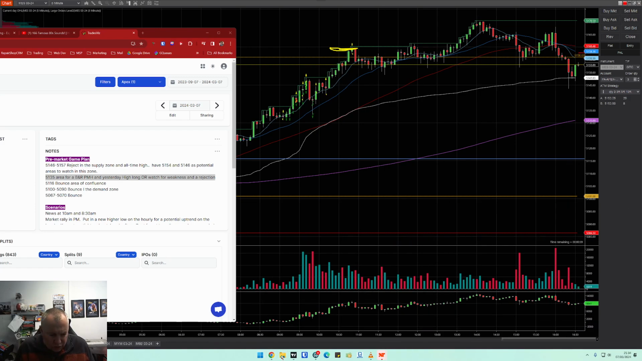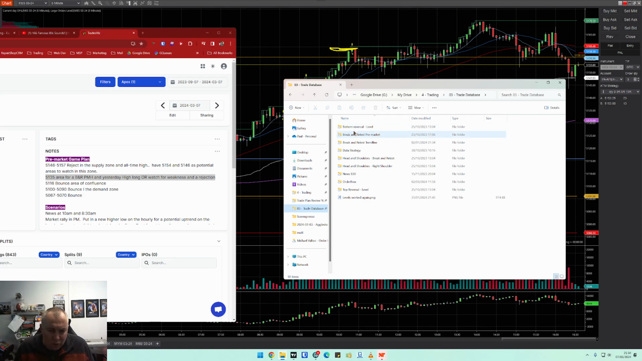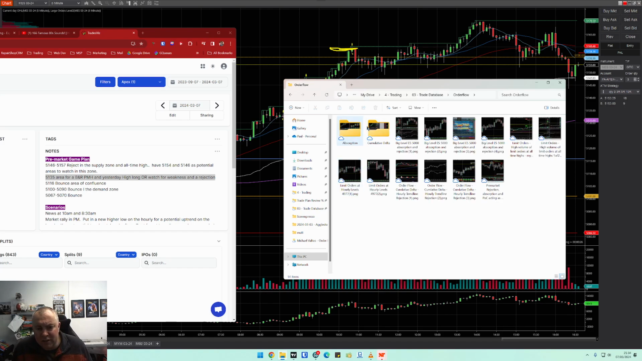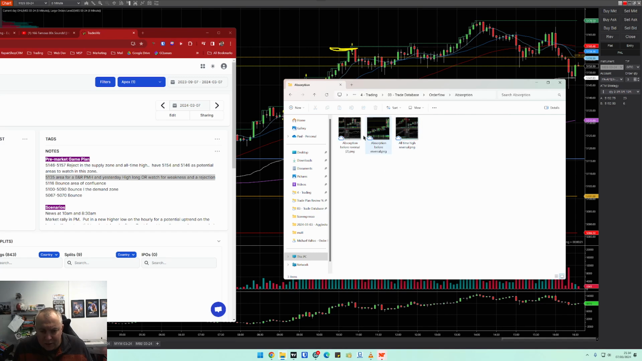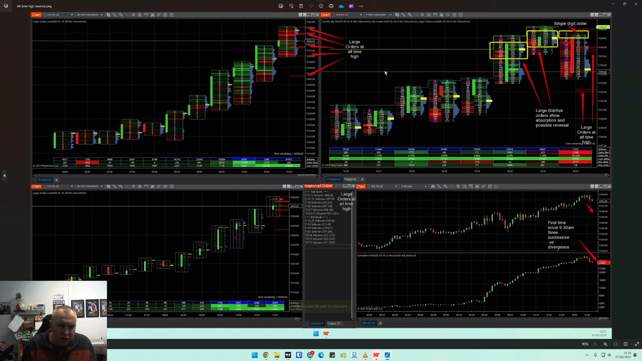I always take screenshots because I put them in a trade database, which I like, which I'll show you. This is my trade database. So all the different trades I take, what I'm looking for, order flow, all my different strategies, and absorption, and this is today, all-time high reversal. So let's show you what I was looking at when I got out of the trade. So my entry was down, I can't remember what it was exactly, it was around about the break and retest, so it's down here.